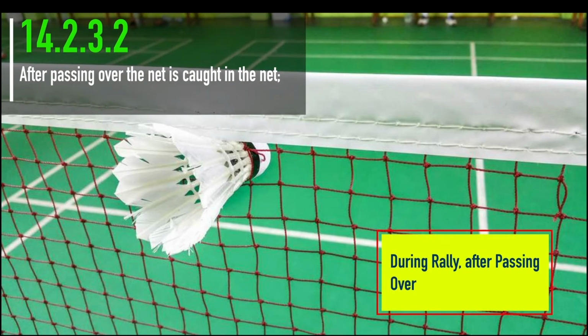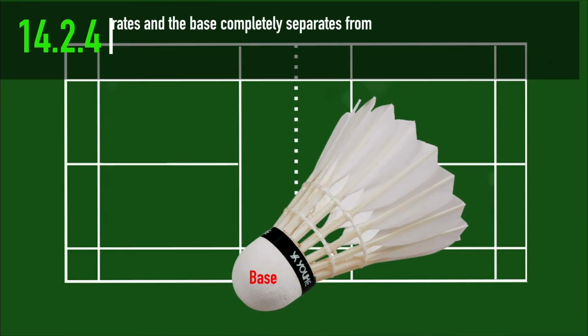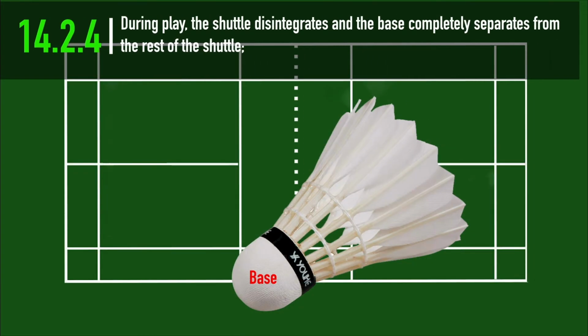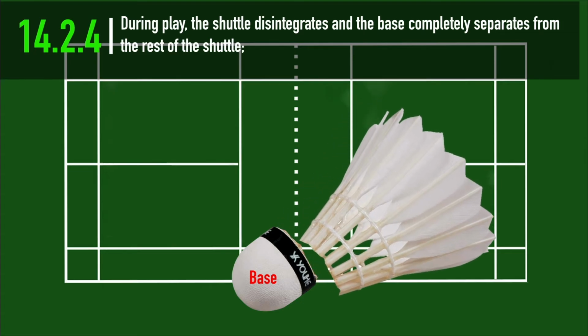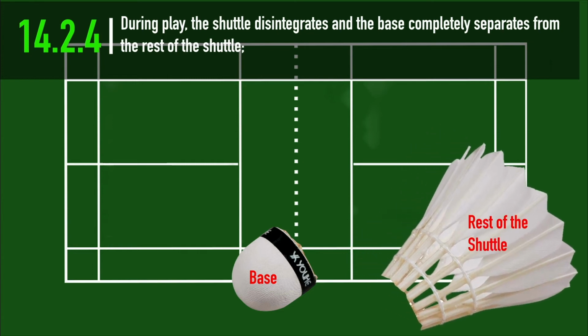After passing over the net, it is caught in the net. During play, the shuttle disintegrates and the base completely separates from the rest of the shuttle.